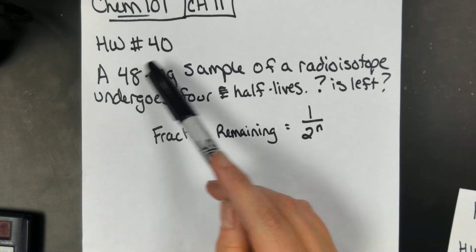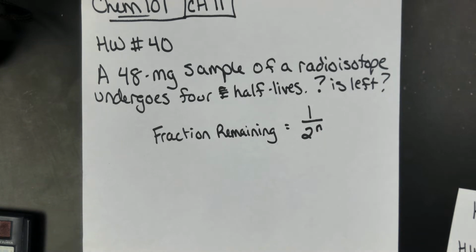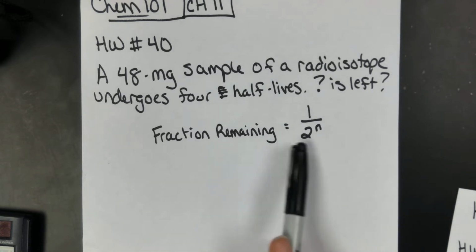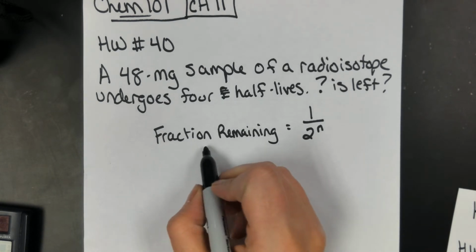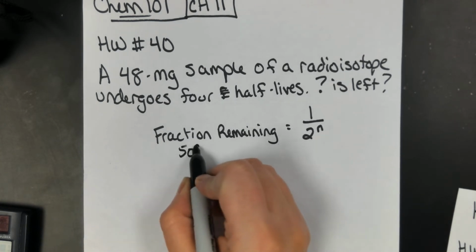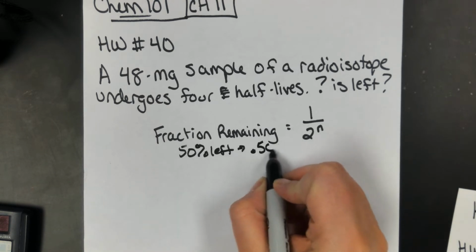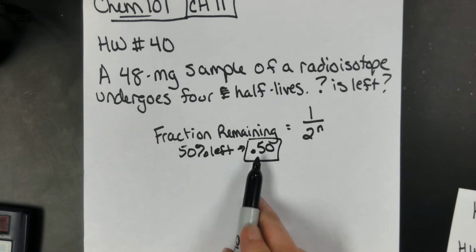For homework question number 40, they give you a 48 milligram sample of some radioactive isotope that undergoes 4 half-lives. How much is left? So they want to know how much is left in milligrams. If you remember, the fraction remaining is 1 over 2 to the power of n. What do we mean by fraction remaining? If you have 50% left, you're going to represent it as 0.50. It's going to be a decimal.